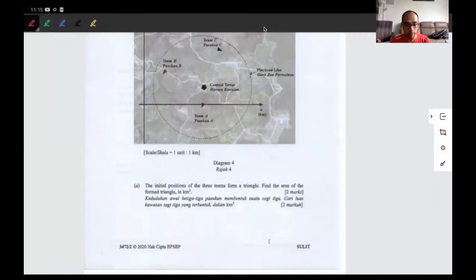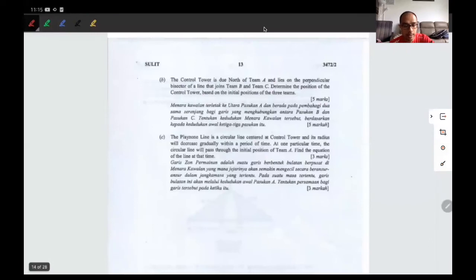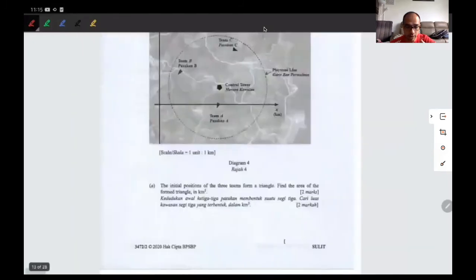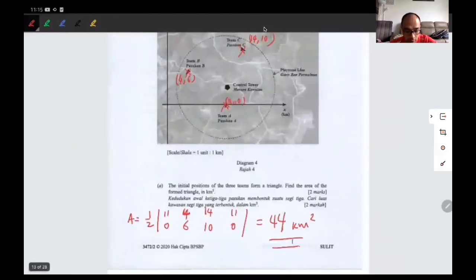So no worries. Okay. Now, this is an interesting question. 5 marks, obviously. It's probably the difficult one. The control tower is due north of Team A. Now, this is very important information. Because if it is due north, even though it doesn't look like north, this means that the x coordinate is the same. So this is 11 and y. Because it is exactly above A. So we don't know what the y coordinate is, but I know the x coordinate must be the same as A.